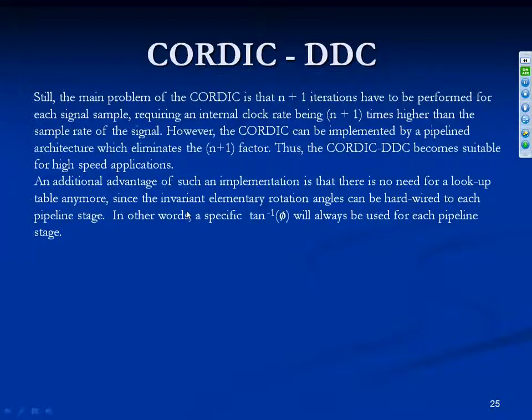An additional advantage of such an implementation is that there is no need for a lookup table anymore, since the invariant elementary rotation angles can be hardwired to each pipeline stage, and I'll show you that in the code later on. So in other words, it's just a small table, and each element of the table is applied to a particular pipeline stage.